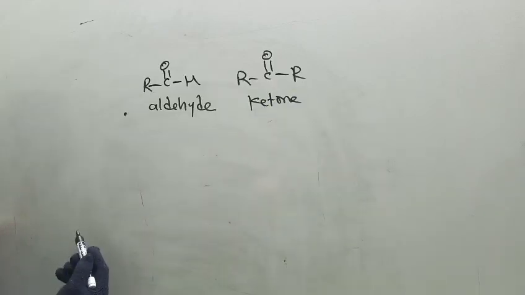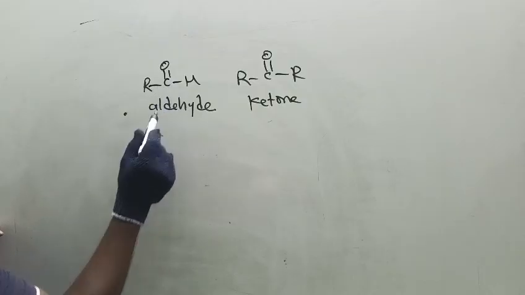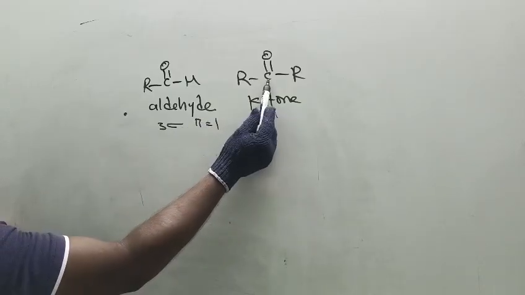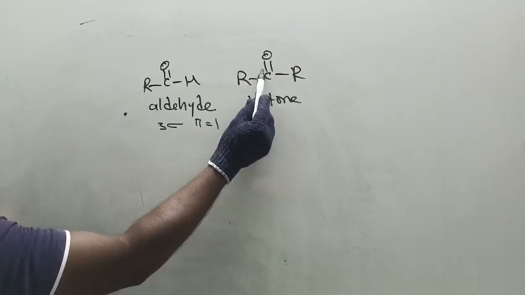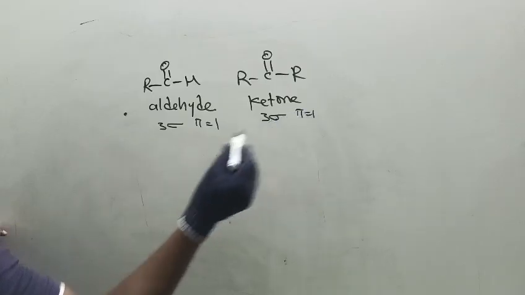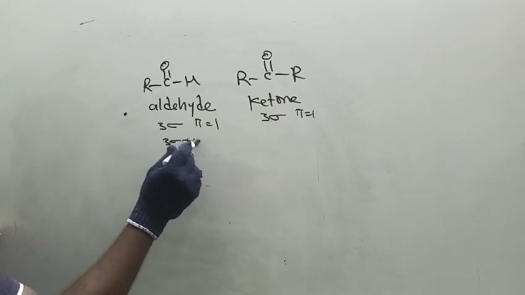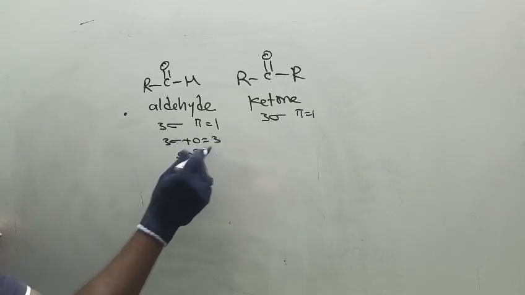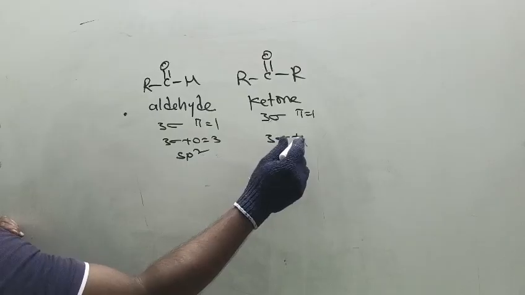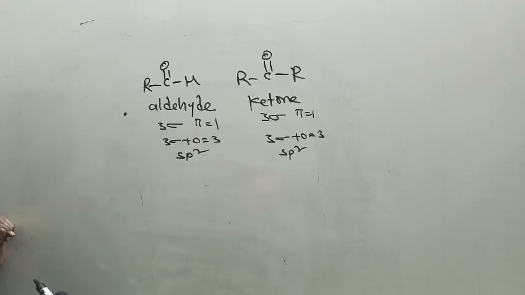It is ketone. In aldehyde, the functional group has 3 sigma bonds and 1 pi bond. In ketone, the functional group has 3 sigma bonds, 1 pi bond, and 0 lone pairs. Totally 3 sigma bonds plus 0 lone pairs indicates it is sp2 hybridization. And here also, total 3 sigma bonds and 0 lone pairs indicates sp2 hybridization.